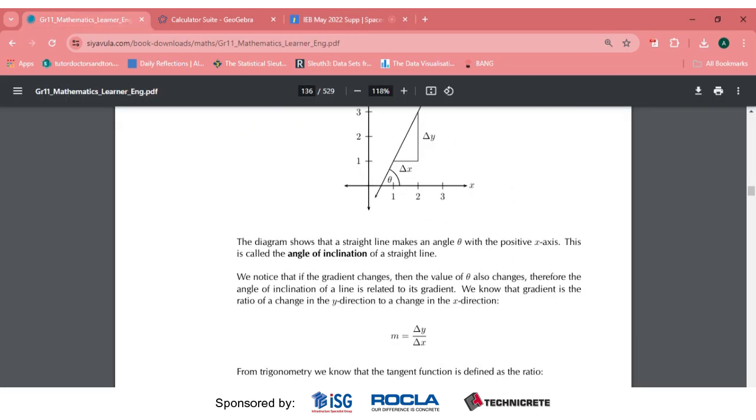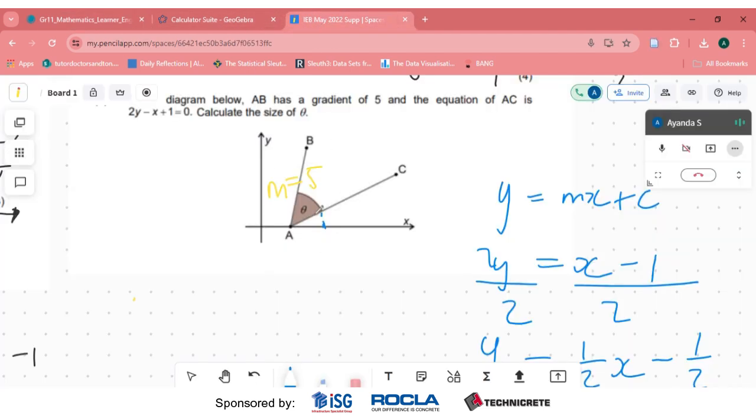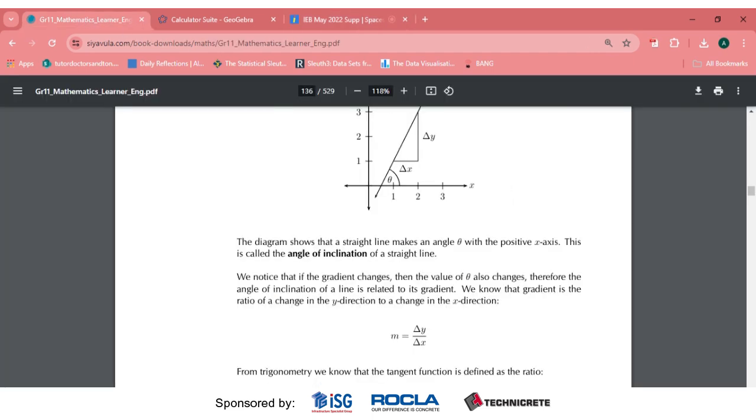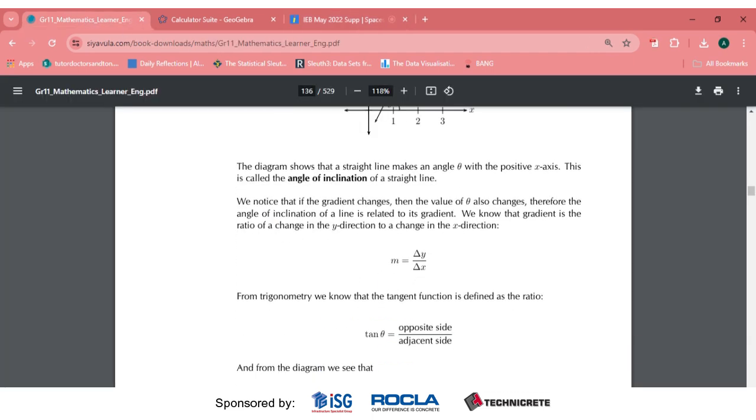This is called the angle of inclination of a straight line. Since ours doesn't lie between the positive x-axis and the line AB, it wouldn't be the angle of inclination. The angle of inclination would be theta plus the smaller space, but the idea still remains the same. We notice that if the gradient changes, then the value of theta also changes. Therefore, the angle of inclination of a line is related to its gradient.